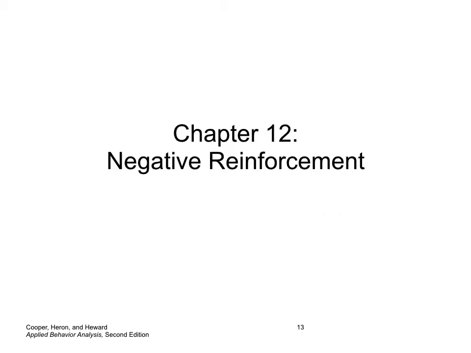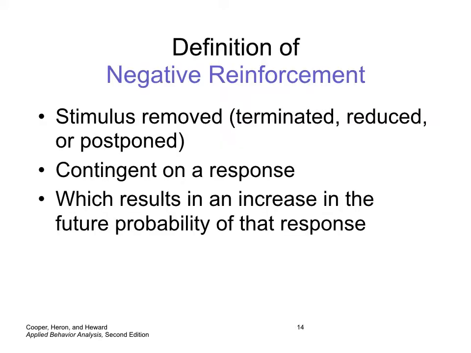Now let's talk about negative reinforcement. We say that when responding increases as a result of stimulus termination, learning has occurred through negative reinforcement. A negative reinforcement contingency is one in which the occurrence of a response produces the removal, termination, reduction, or postponement of a stimulus, which leads to an increase in the future occurrence of that response.